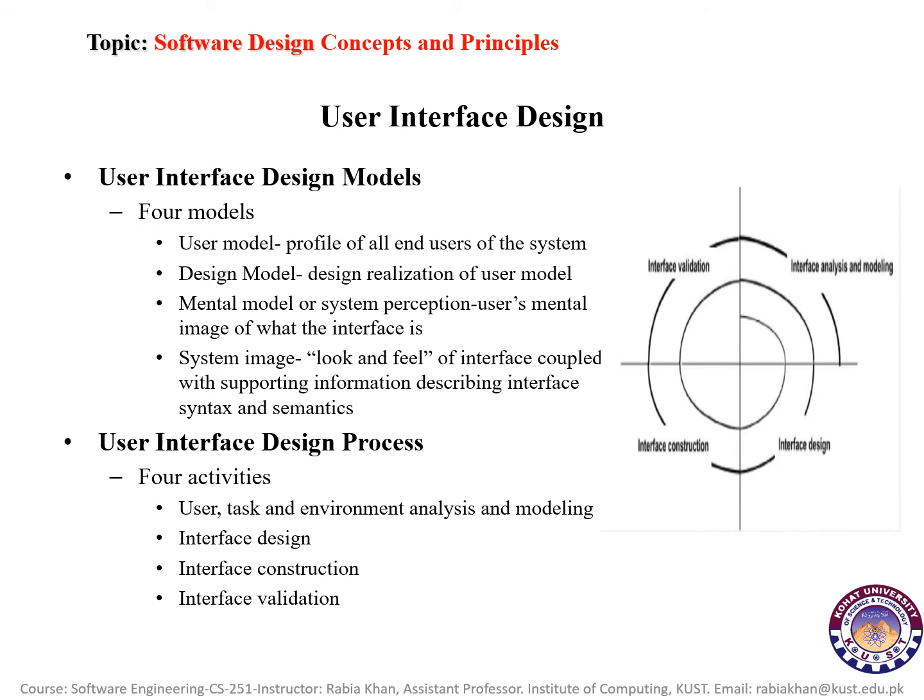So the first phase while designing a user interface is that we have to design different types of models. If you remember, in requirements analysis we also developed different models. Three different models were developed: the data or information model, the function model, and the behavioral model. Similarly, for designing the user interface, you now have to design different models. We have four different models here when you are to design the user interface.